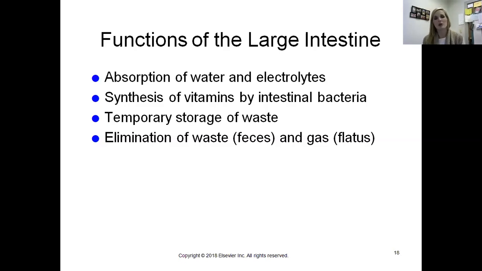We're also going to see a temporary storage of this waste. As we concentrate that feces and create it, we will temporarily store it until it needs to be eliminated. And then lastly, the last function is to eliminate that waste. So feces and then flatus, our gas as well, will be eliminated here at this stage.